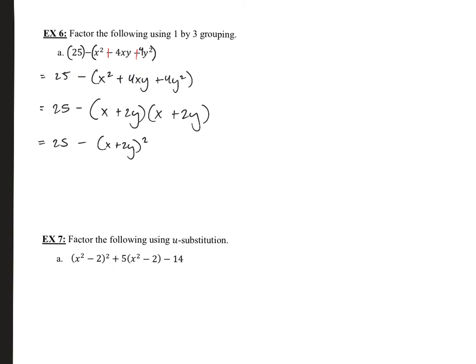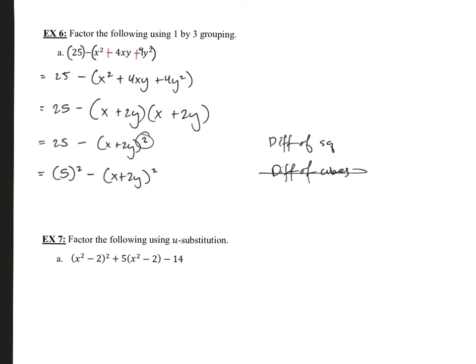Well, this is a binomial. There are 2 terms, and there's a minus sign. So this could possibly be the difference of squares or the difference of cubes. Well, that's a square, so it can't be the difference of cubes. It's possibly a difference of squares if that's a perfect square. And it is. That's 5 squared. This is 5 squared minus x plus 2y squared. I have the difference of squares. Okay, so I'll go ahead and set this up.